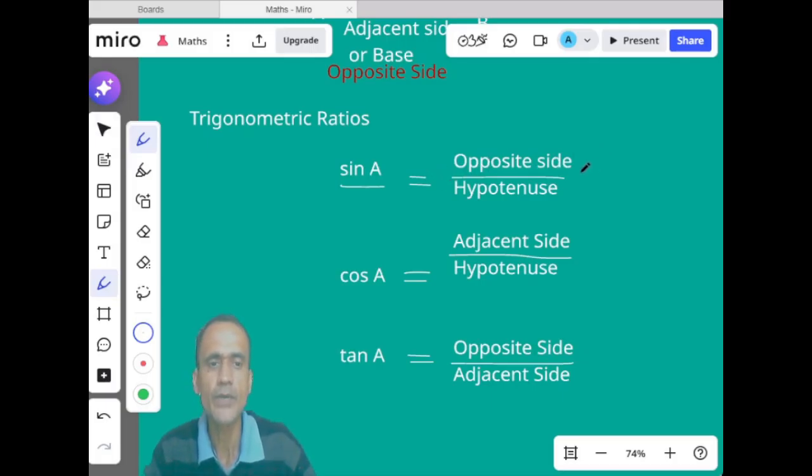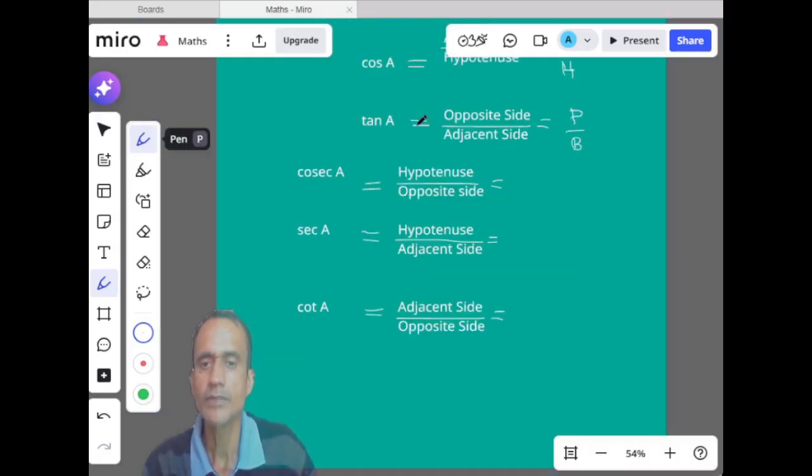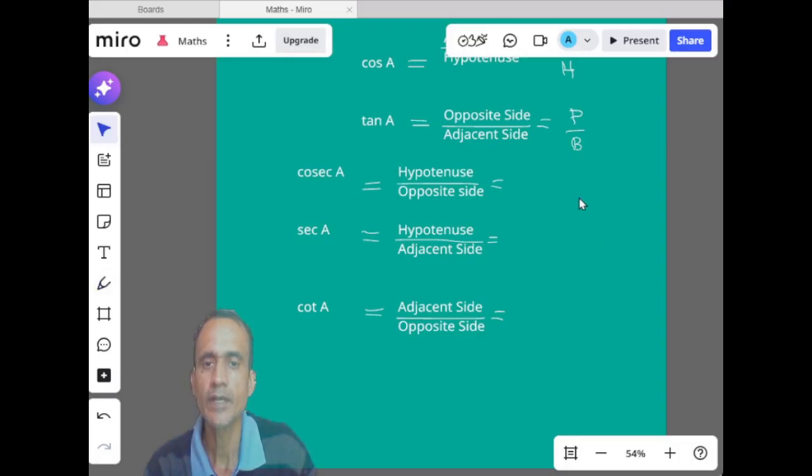For the sake of remembering and recall, we call the opposite side as P and the hypotenuse as H. So this ratio is P by H. We call the adjacent side as base. So the ratio cosine of A is B by H. Similarly, tan of A is the ratio P by B. So we studied these three ratios, sine A, cosine A and tan A.